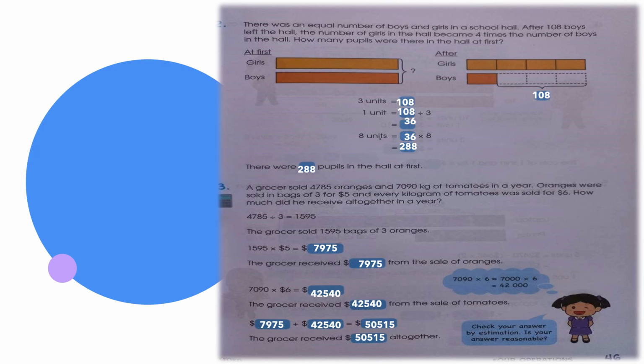Now by adding both of the values, which are 7975 and 42540, we get the resultant amount which the grocer received by selling tomatoes and oranges, and that is 50515.